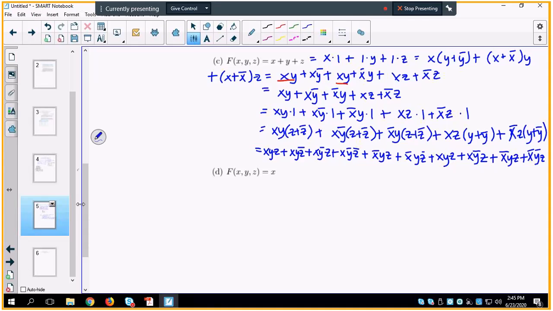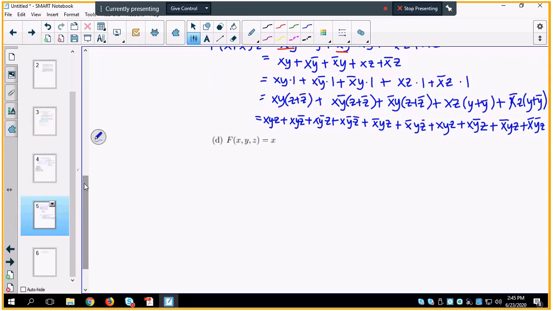And finally, let me just look and see if I have terms that I can combine. So I'll start by looking at the term xyz. It appears that I do have this term twice. So I'm going to use the idempotent property and write this as just xyz. And I'm going to look for terms with one complement. I can see that I have plus xyz bar, and see if I have any other term. I don't see that one again.